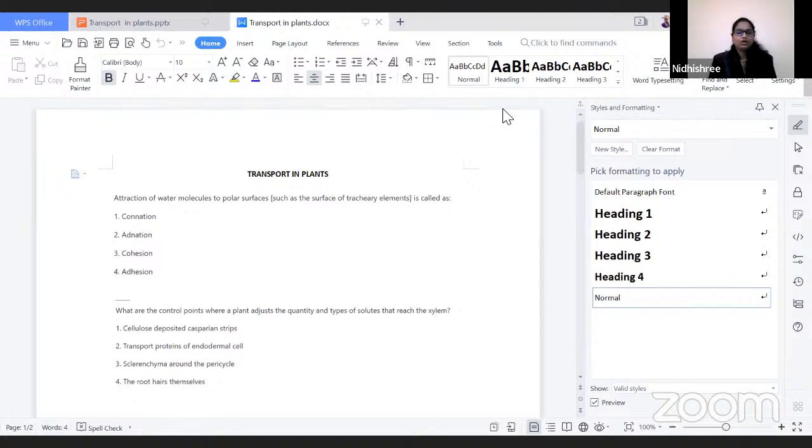Chandru. Okay, the first question goes like this, guys. Attraction of water molecules to polar surfaces such as the surface of tracheary elements is called: adhesion, cohesion, addition. Yes. Who is going to answer this first? Your time starts now. 5, 4, 3, 2, 1.